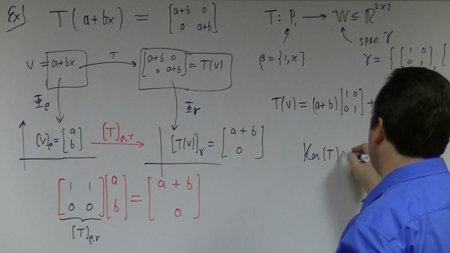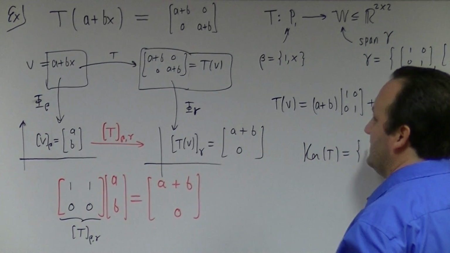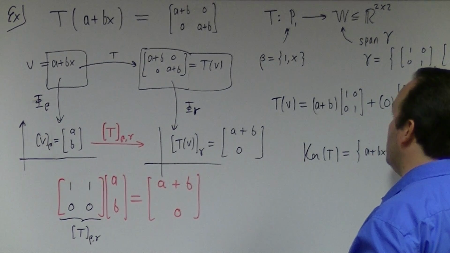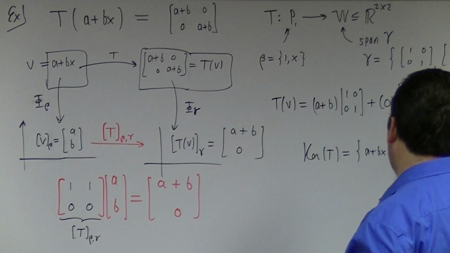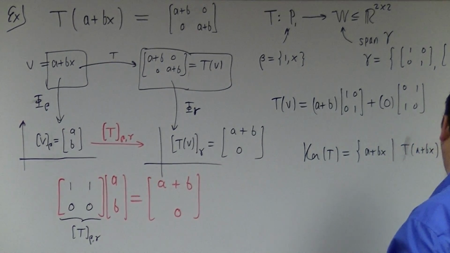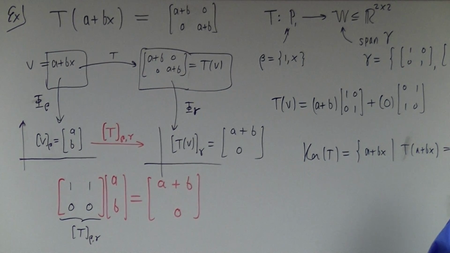Work on the kernel of T real quick here. So what we're asking is, A plus Bx such that T of A plus Bx is equal to 0, right? But that's A plus B, 0, 0, A plus B. So what does this basically tell us? It tells us A is equal to minus B.